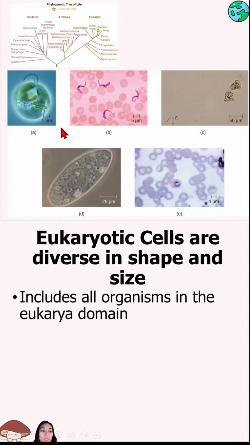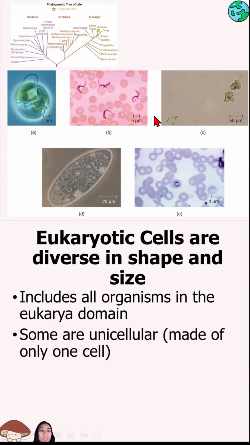Remember that eukaryotic cells make up the eukarya domain. So when we're looking at the tree of life, there are three domains. The bacteria and the archaea are the first two. They are prokaryotic cells, are made up of prokaryotic cells. And then eukarya are named because they are made up of eukaryotic cells. And there are tons of different types of organisms that are made up of eukaryotic cells, a very diverse group.